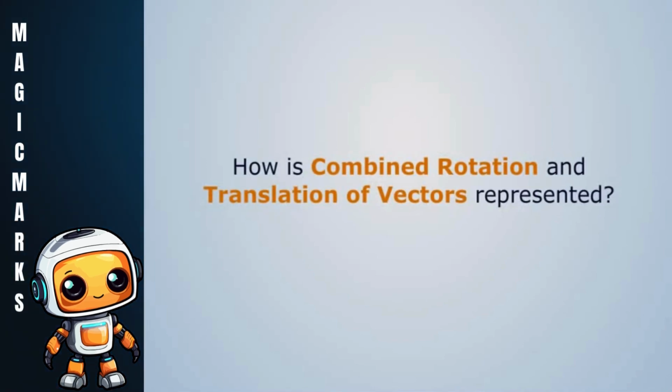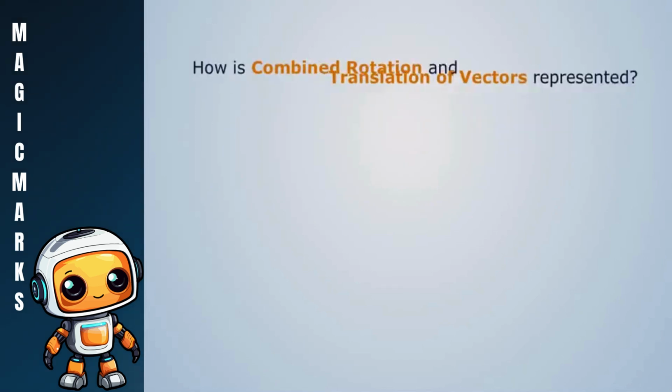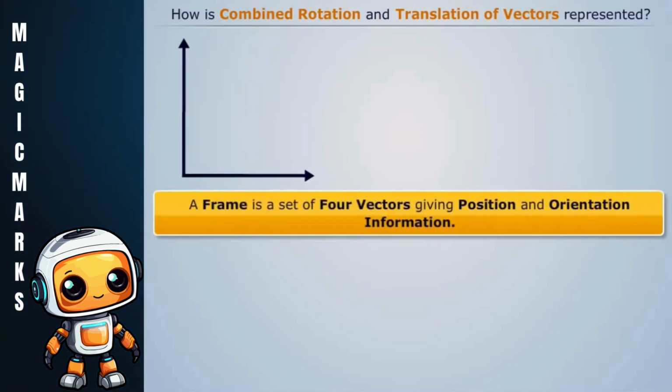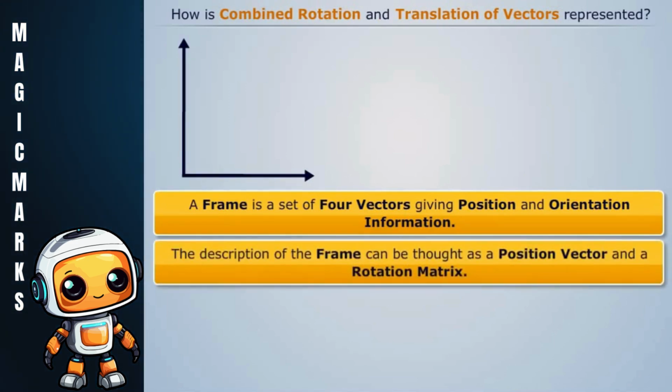How is combined rotation and translation of vectors represented? Before we represent the vectors in rotation and translation, we need to know about frame. Mathematically, a frame is a set of 4 vectors giving position and orientation information. The description of the frame can be thought of as a position vector and a rotation matrix.